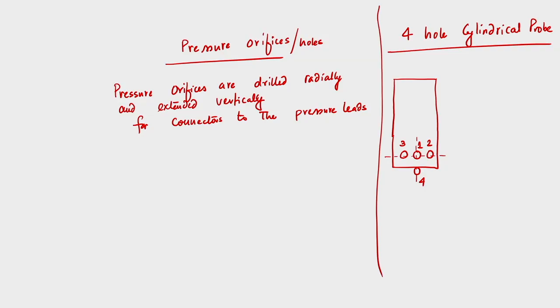Now, just now I have written that pressure orifices or holes are drilled radially and extended vertically for connectors to the pressure lead. Now, if I draw another view of this four hole probe, then we can see what the pressure leads and all those things are.